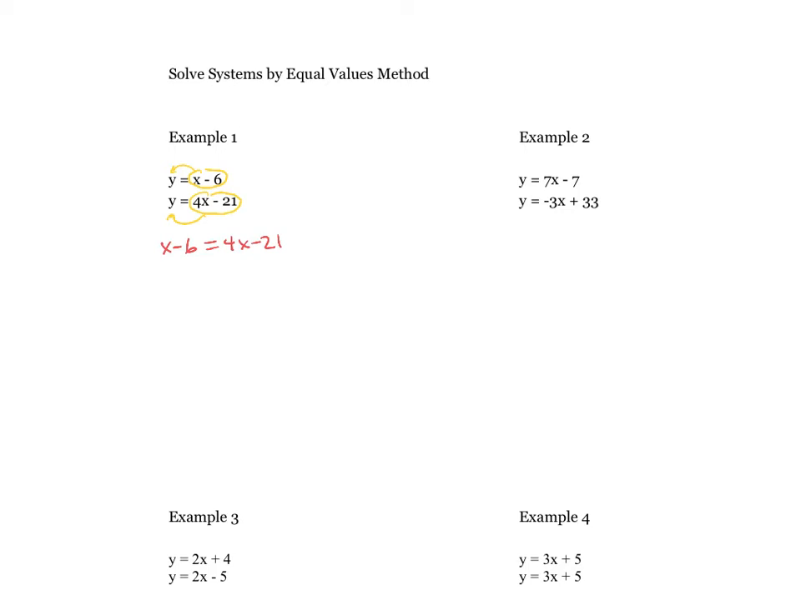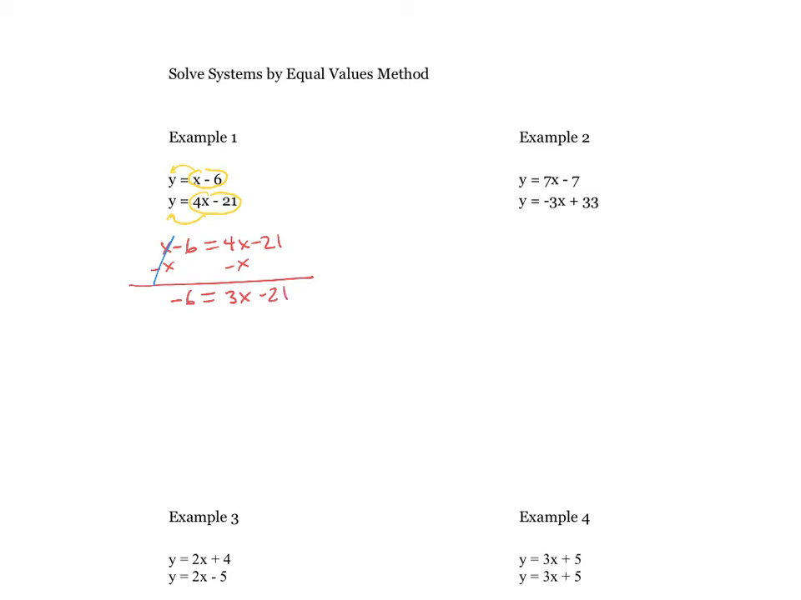And we've done this before. We want to move the smallest x to the other side of the equation and combine them. So I'm going to subtract x from both sides. So it disappears from this side, and I'm left with negative 6. And then on the right-hand side, 4x minus x is 3x. And then I bring down minus 21.